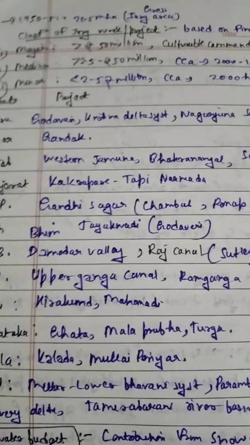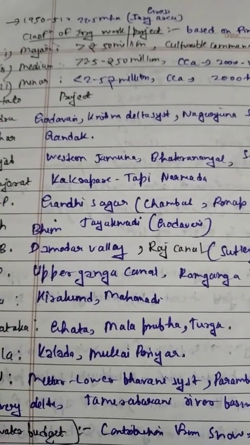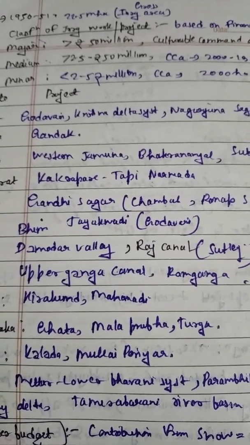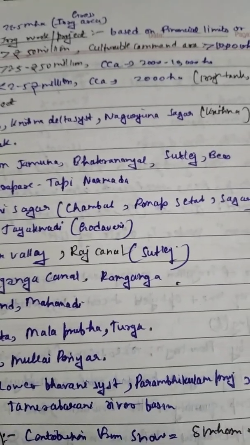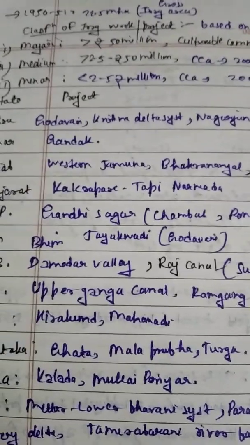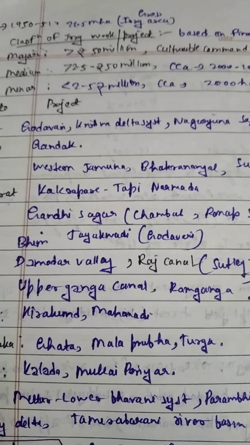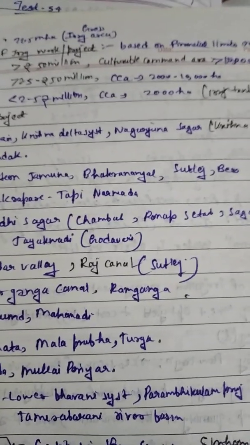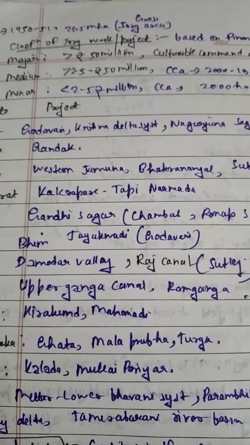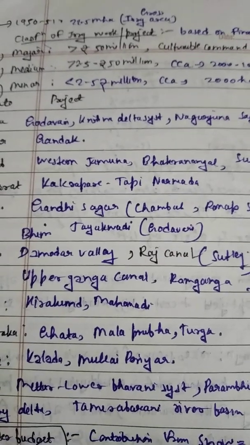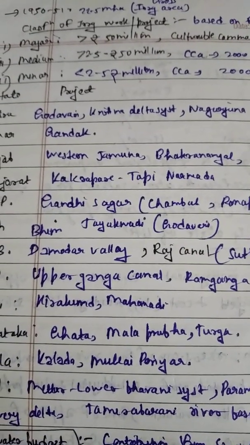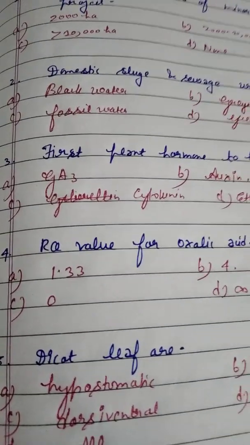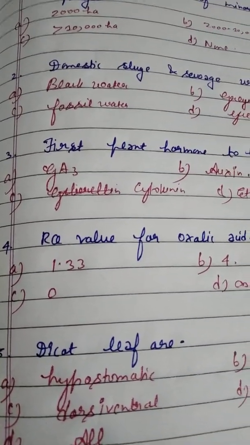Please don't confuse it. And medium irrigation project is 2.5 million rupees to 50 million rupees and cultivable command area is 2000 to 10,000 hectare, and this minor irrigation project has a cultural command area of 2000 hectare and the cost is less than 2.5 million rupees. So please remember these. Student, question number 2 you see, it is a very easy question but can confuse you.